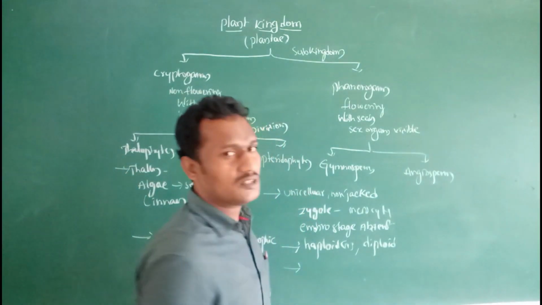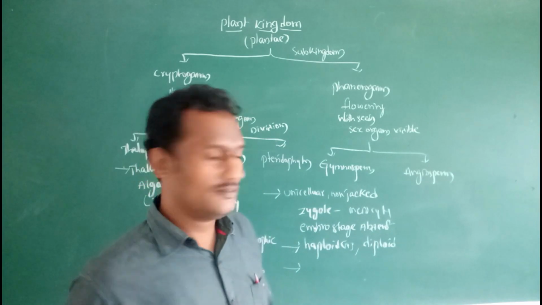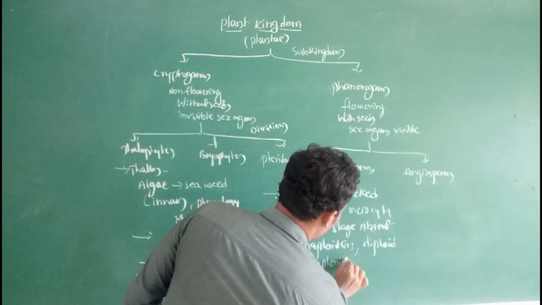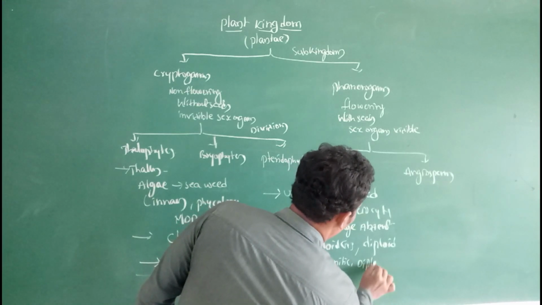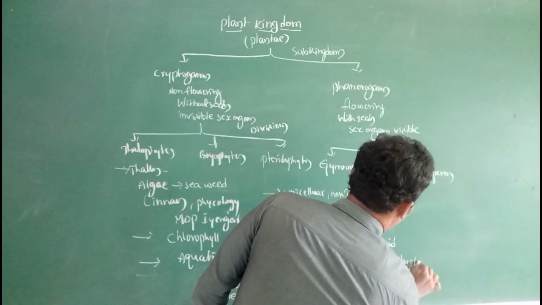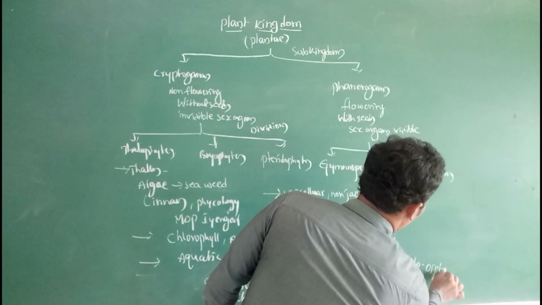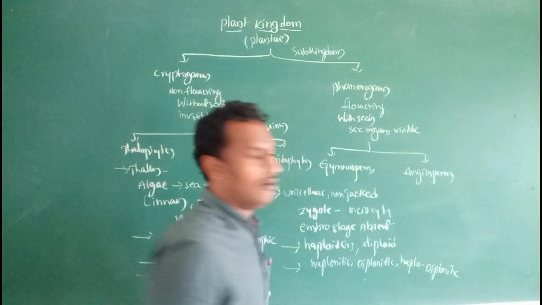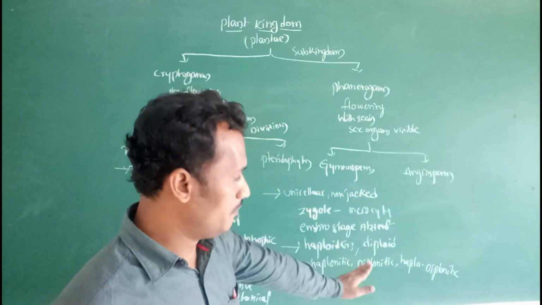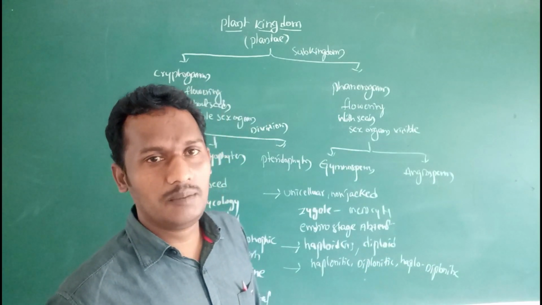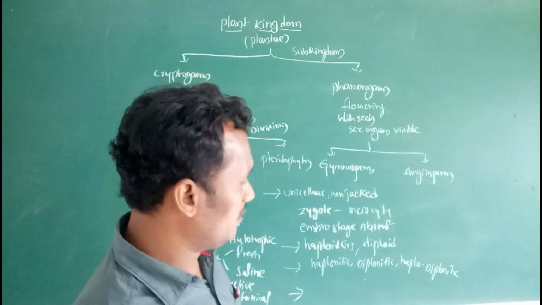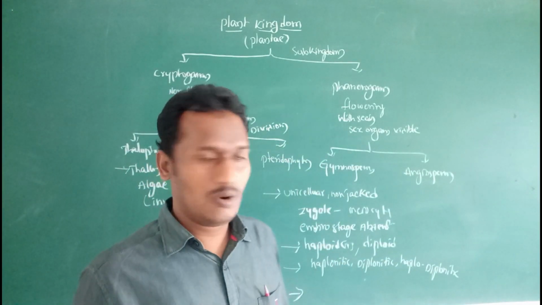These algal members show all types of life cycles. That means haplontic life cycle, then diplontic life cycle, then haplodiplontic life cycle. Algal members show all types of life cycles: haplontic, diplontic, and haplodiplontic life cycles. These algal members also have high economic importance.